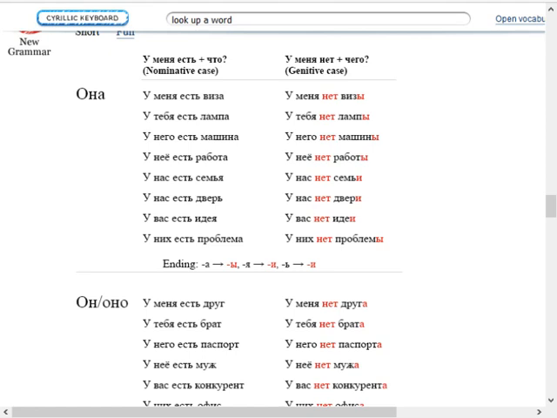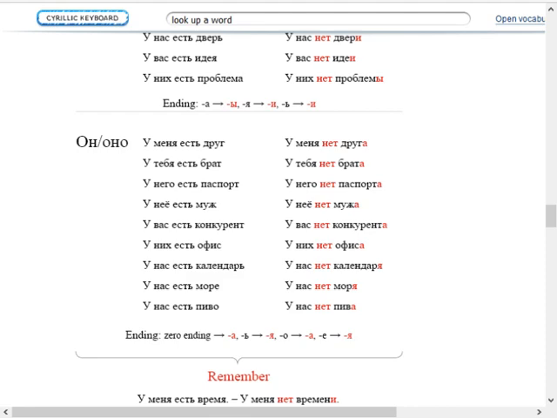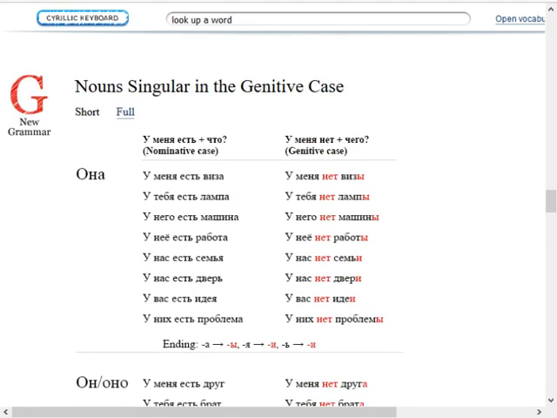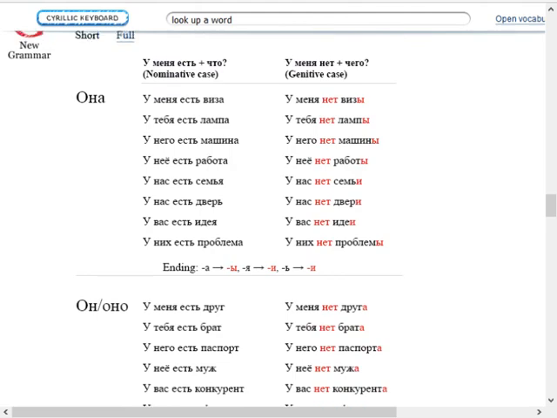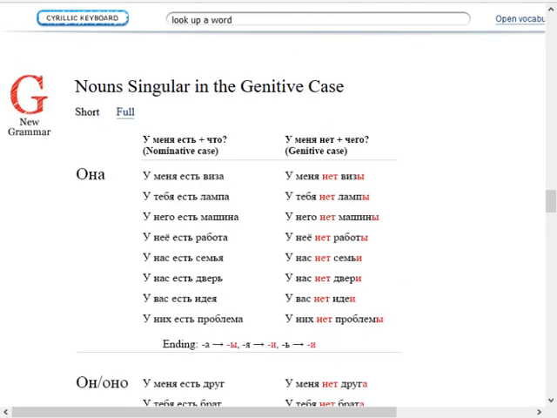Words that end in ya, the ya becomes i. And also words that end in a soft sign, the soft sign becomes i. So like dvir, dvir becomes dveri. And then for words that... let's see. Oh, this is for feminine nouns, I see. So for feminine nouns, this is the case.